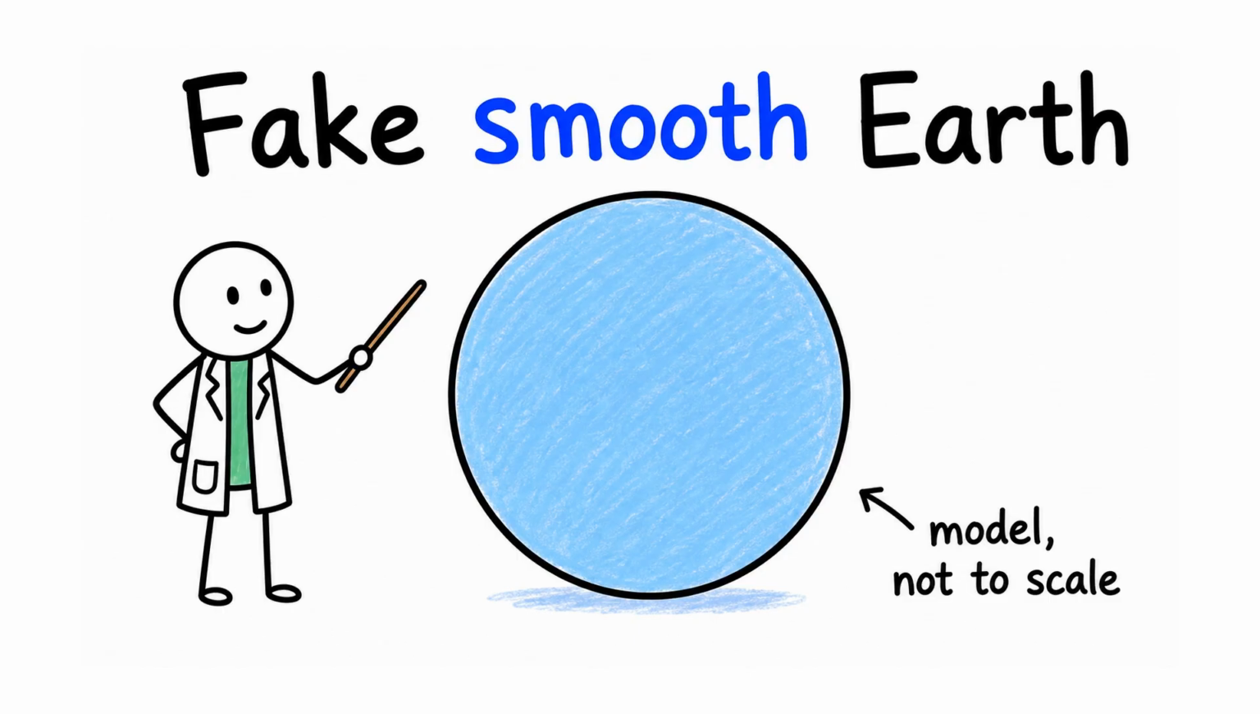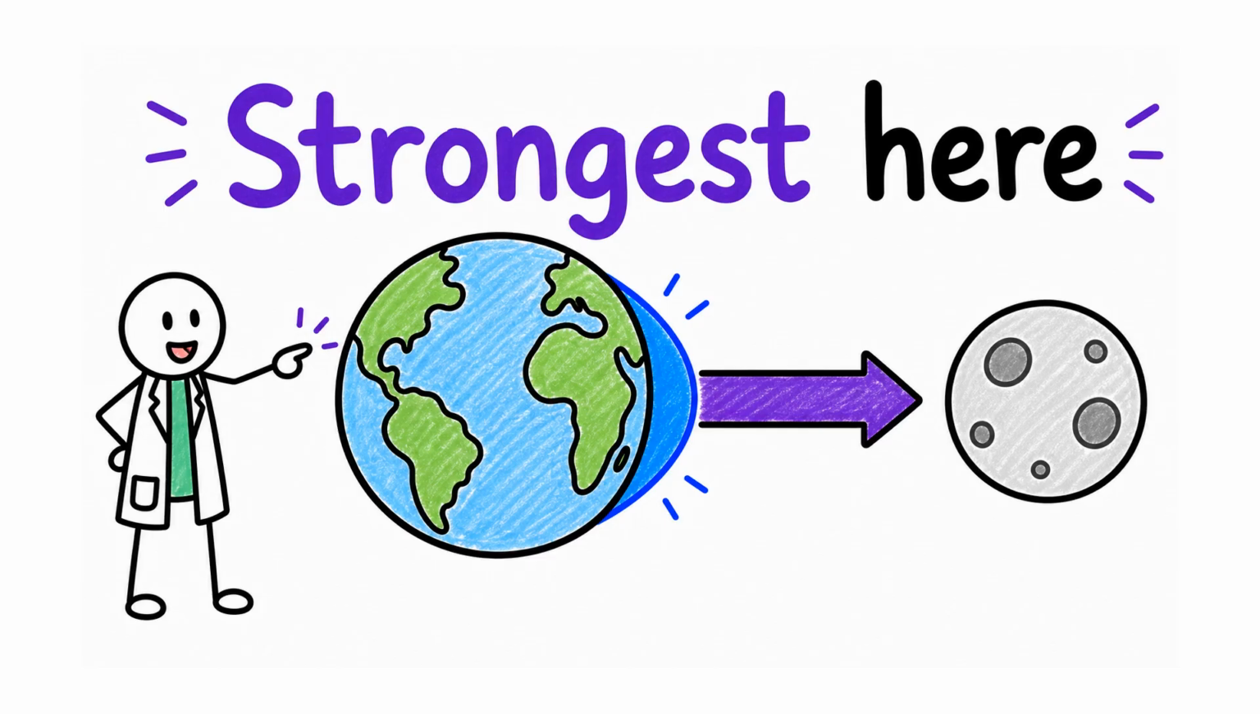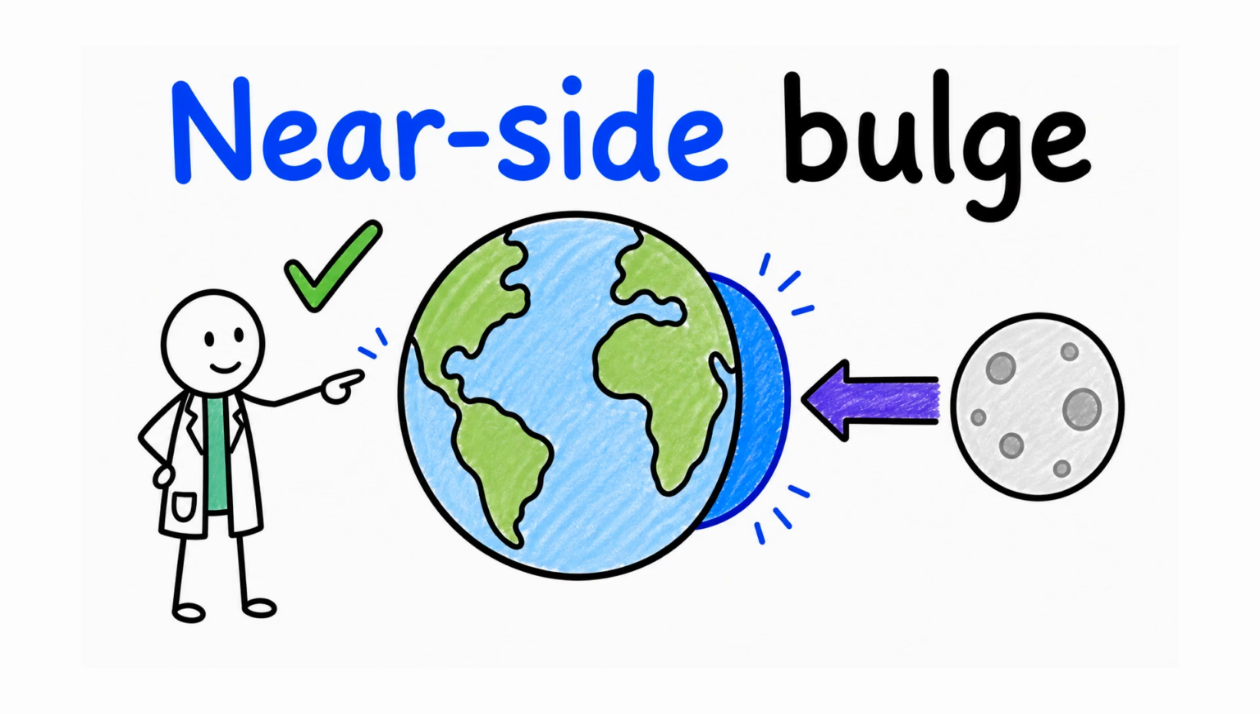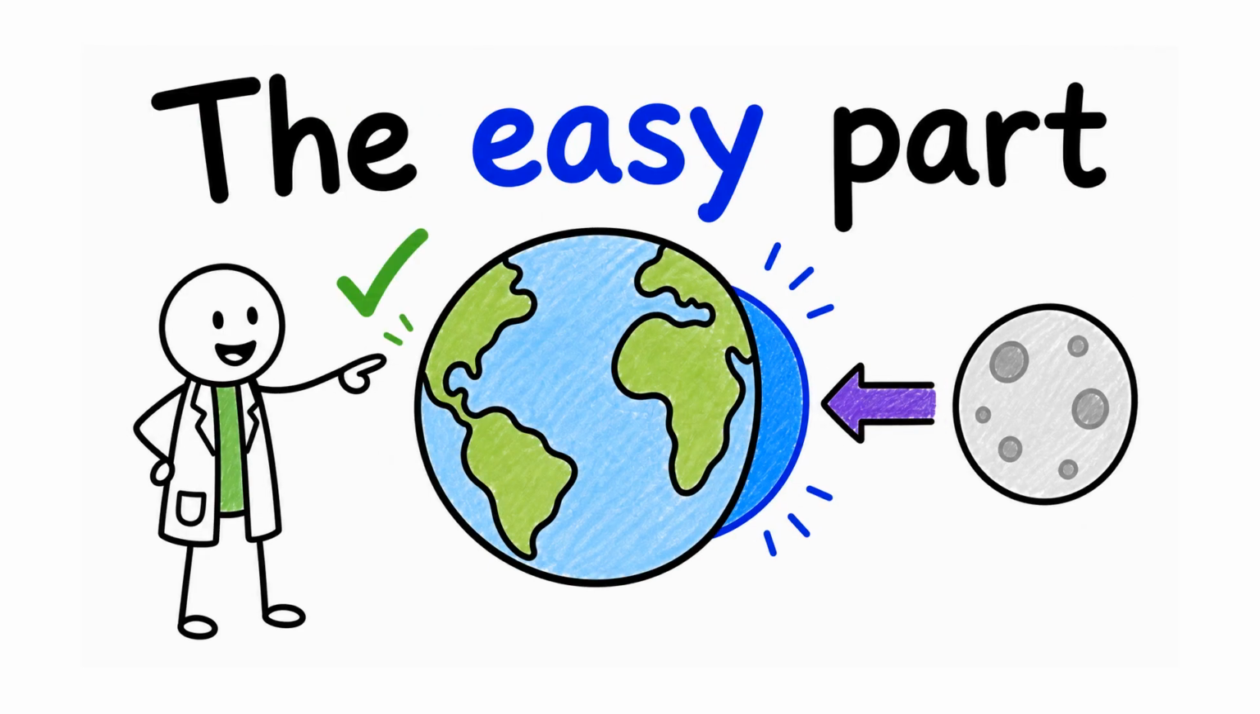Start with the simplest fake Earth, a smooth ocean world with no continents. Put the moon on one side, and gravity is strongest on the side facing the moon. That nearby water is pulled a little more than the center of Earth is pulled. So one high tide bulge points roughly toward the moon. That part is easy to picture.